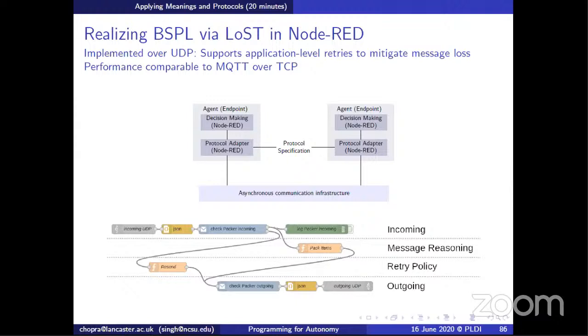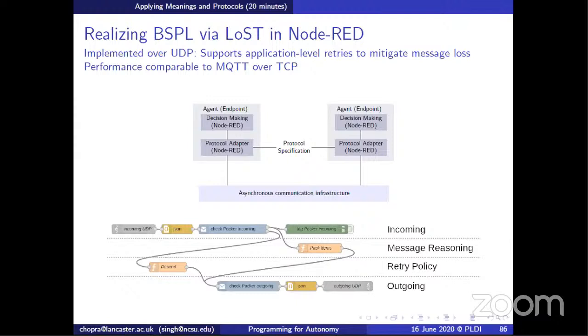So the agent is modular in four layers. You can think of the incoming layer. The check packer incoming is part of the protocol adapter. It is auto generated. The message reasoning is the agent's own decision making. The agent designer plugs that in. The retry policy is also the agent's decision making, what it wants to do with messages that it is seeing again from other parties. And so that is a way of mitigating message loss in this architecture.